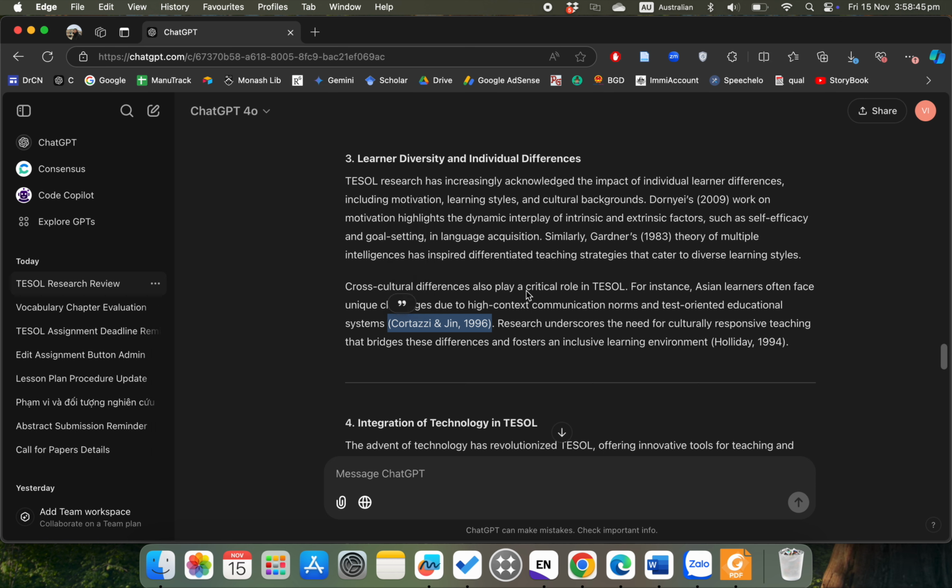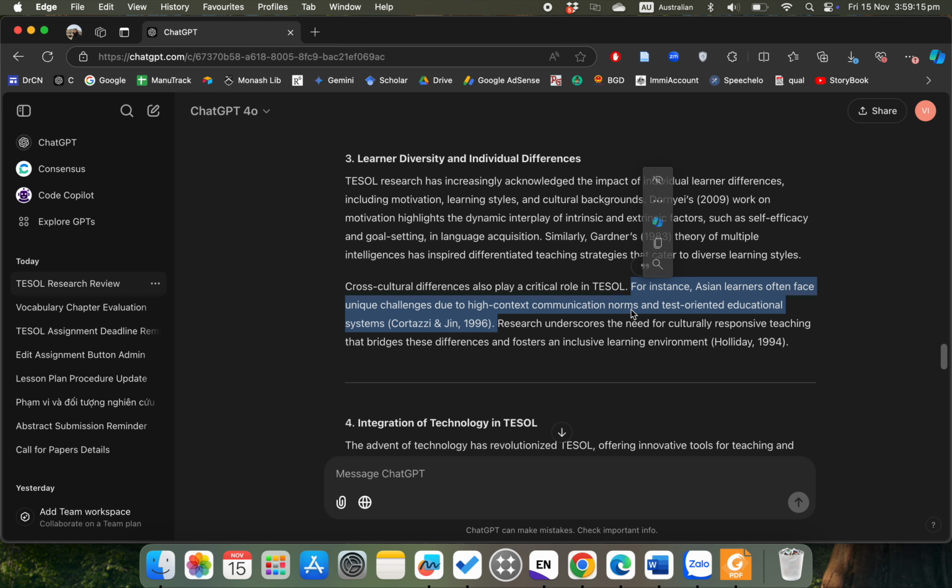Okay, now we can argue that cross-cultural differences are related to learner diversity, but you need to state clearly. All right, but in this case, the example does not make a lot of sense. So Asian learners face unique challenges due to high contact communication norms in text-oriented education systems. So how does this support the concept of learner diversity?